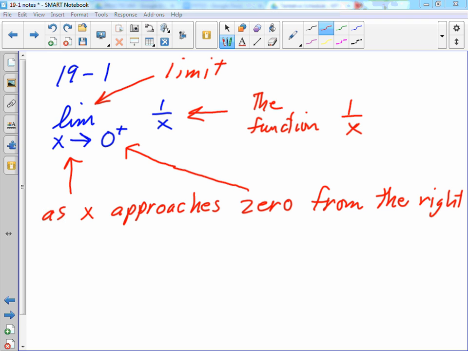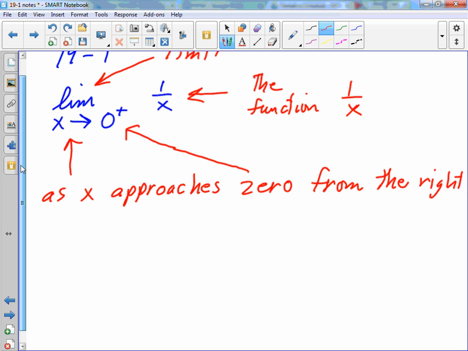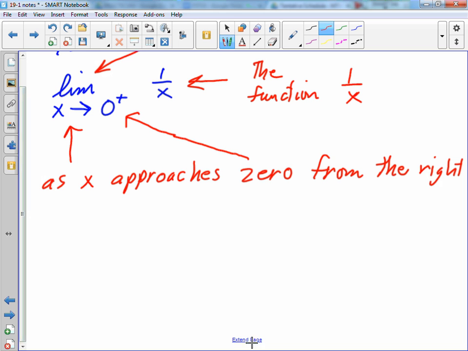So this is the shorthand that we use. So let's talk about this function 1 over x. You know it. You love it. It's hyperbolic.